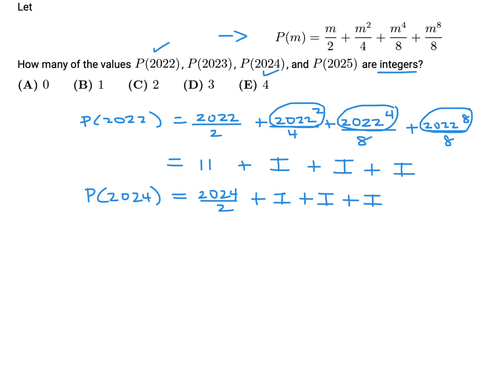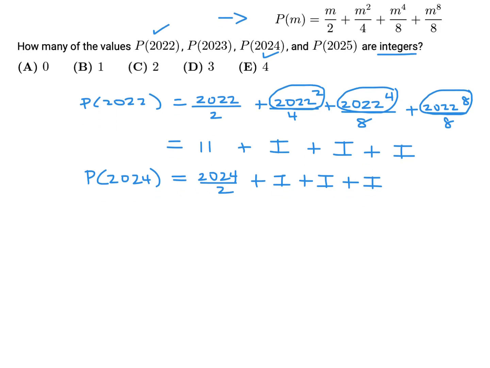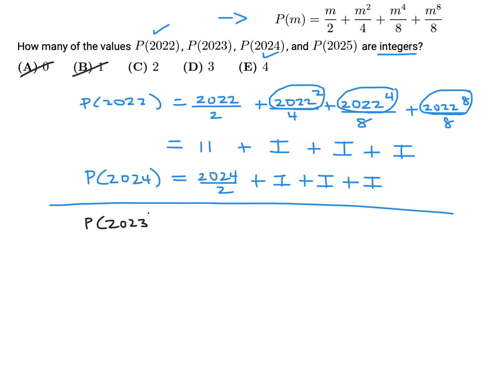Now, the only thing we're not sure about, or I'm not sure about right now, is the odd numbers. And let's see what happens when we explore the odd numbers. So it's not 0, it's not 1. It's 2 for sure, but let's see if we can get any more. So let's just look at 2023 and let's see what happens.